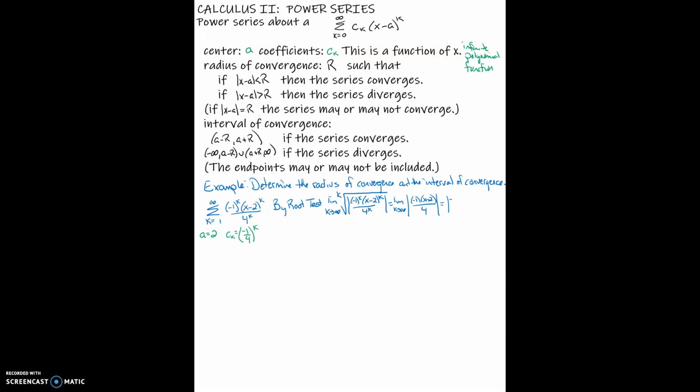We get the limit of the absolute value of negative 1 times (x minus 2) over 4. I can take the absolute value of this. At least I could take the absolute value of parts. I could take the absolute value of negative 1 and of 4. So we end up with the absolute value of x minus 2 over 4.